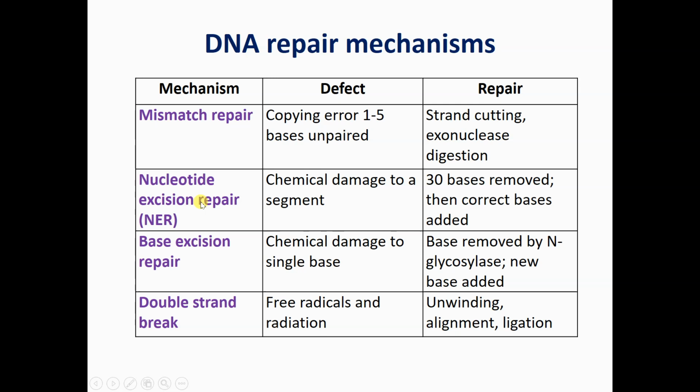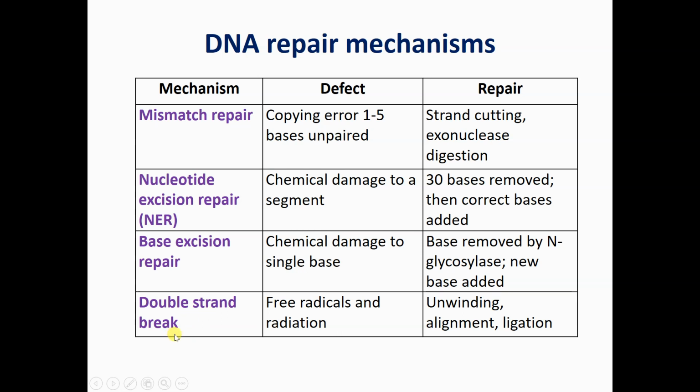Then nucleotide excision repair occurs due to chemical damage to the segment. Around 30 bases are removed, then correct bases are added by the DNA polymerase enzyme. Here the main enzyme which removes the lesion is the excinuclease enzyme. Then base excision repair occurs due to chemical damage to a single base only. The base is removed by a glycosylase enzyme. We have seen the example of uracil glycosylase enzyme, and the actual new base is added.